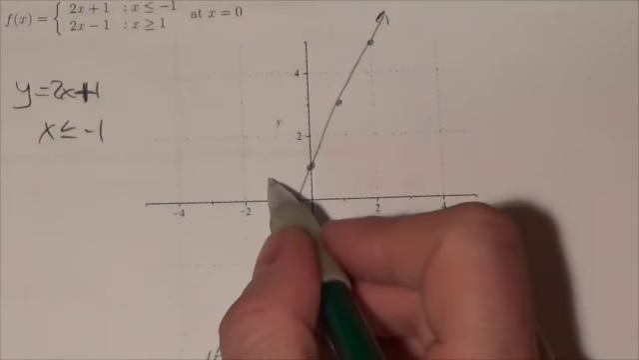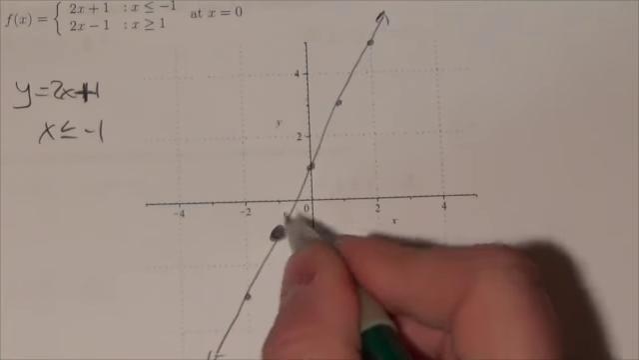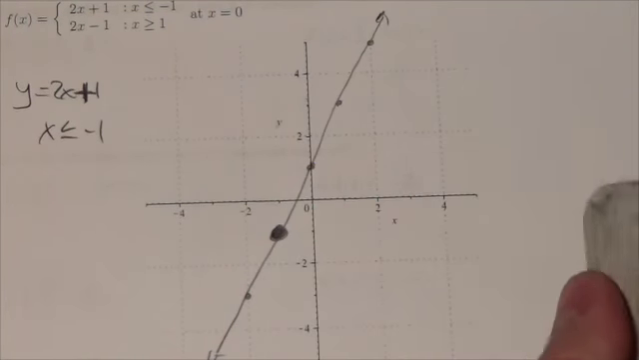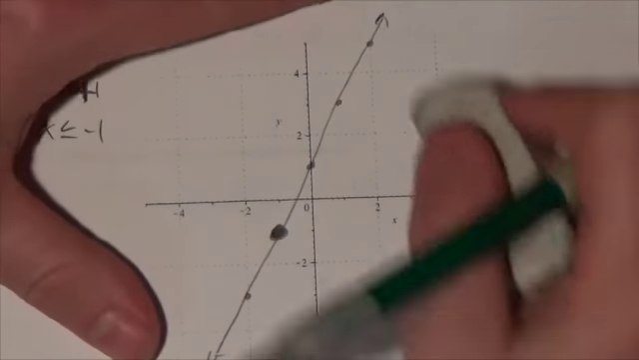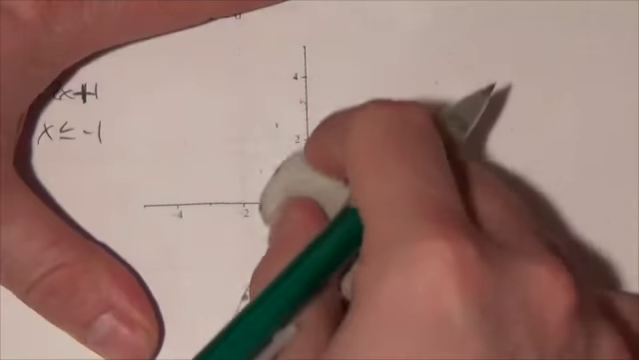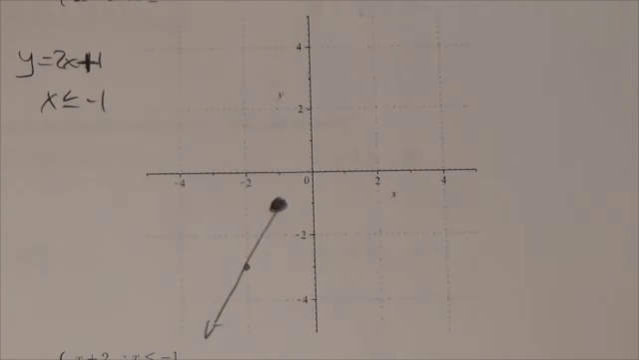So I'm going to look at where x is negative 1. I'm going to circle around that, and I'm going to fill that in. Nice big circle so that I know that that's that endpoint there. And I only want the values less than or equal to that. So anything to the right, I will erase. Okay, so there's that portion of the function that I needed.